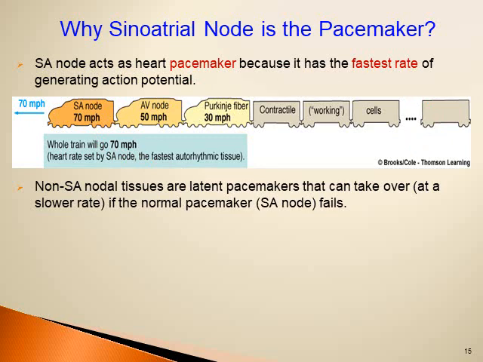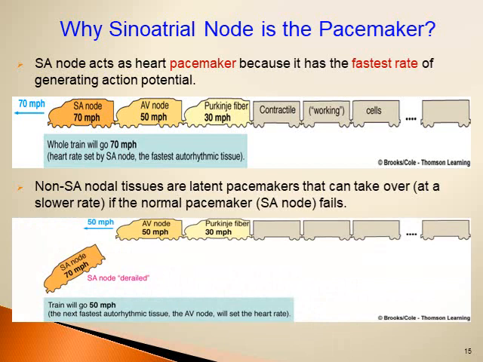Okay, the non-SA nodal tissues are latent pacemakers that can take over at a slower rate if the normal pacemaker fails. In some conditions, as you will study in the lecture of arrhythmia in phase 2 during the cardiovascular module, in some diseases the SA node is damaged or fails to generate action potential. If it fails, the next car in the train will take the lead, and the speed of the entire train will depend on the speed of the second car. This is the easiest example to understand why the SA node is the pacemaker of the heart.